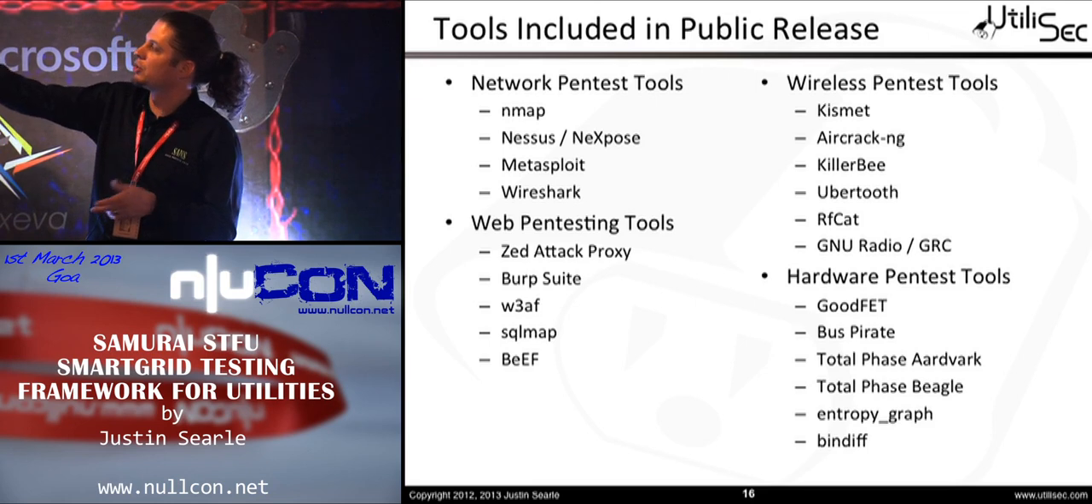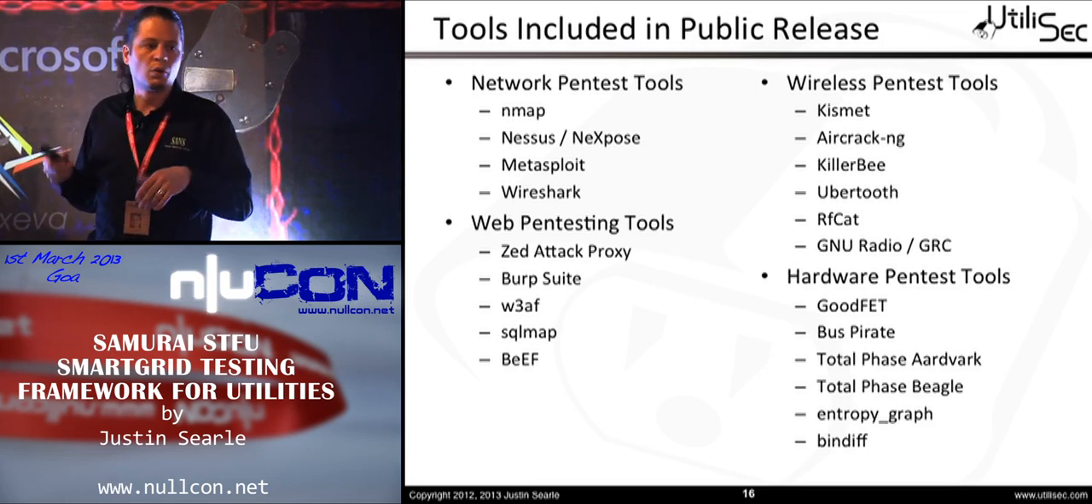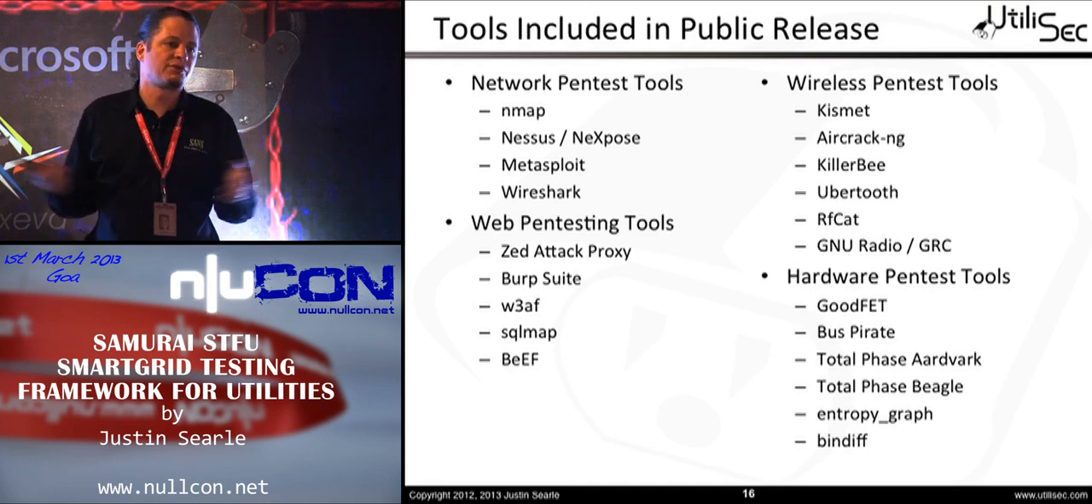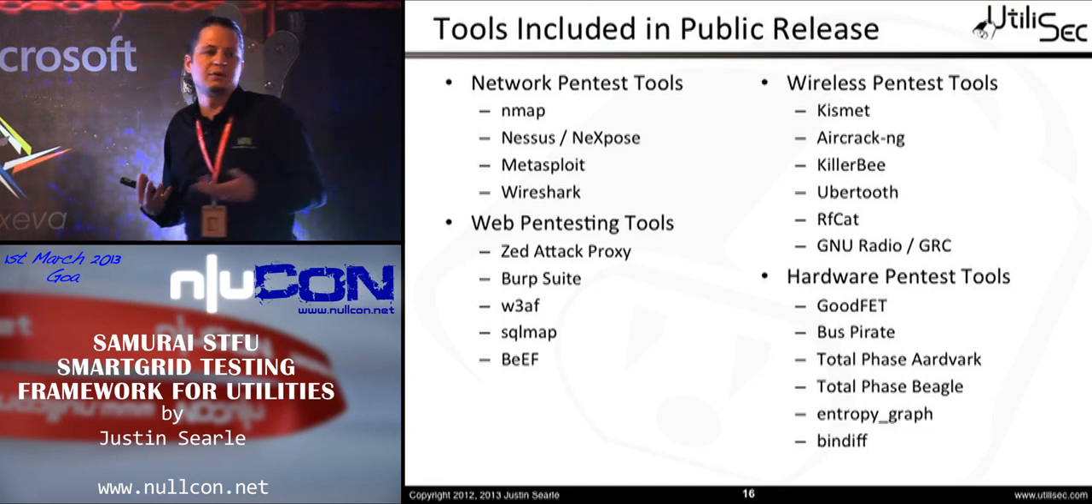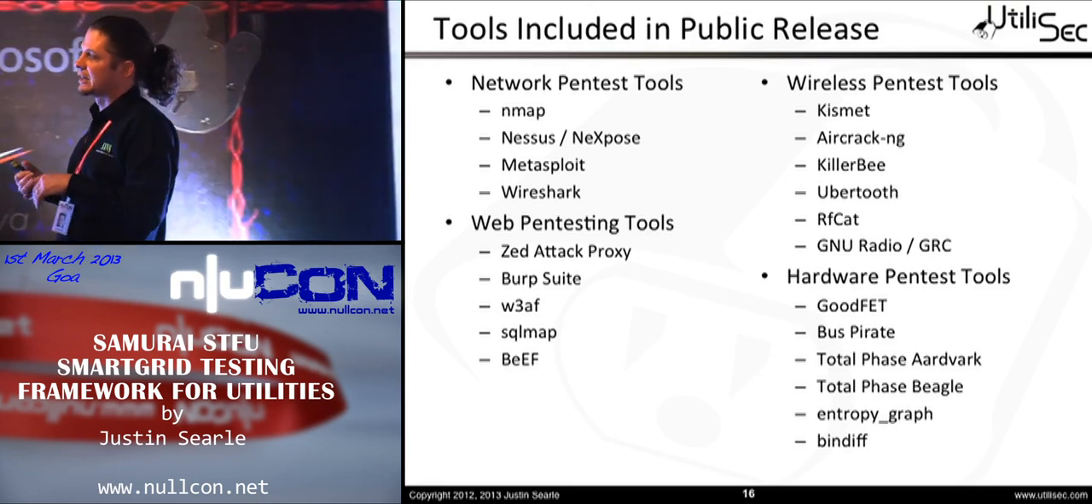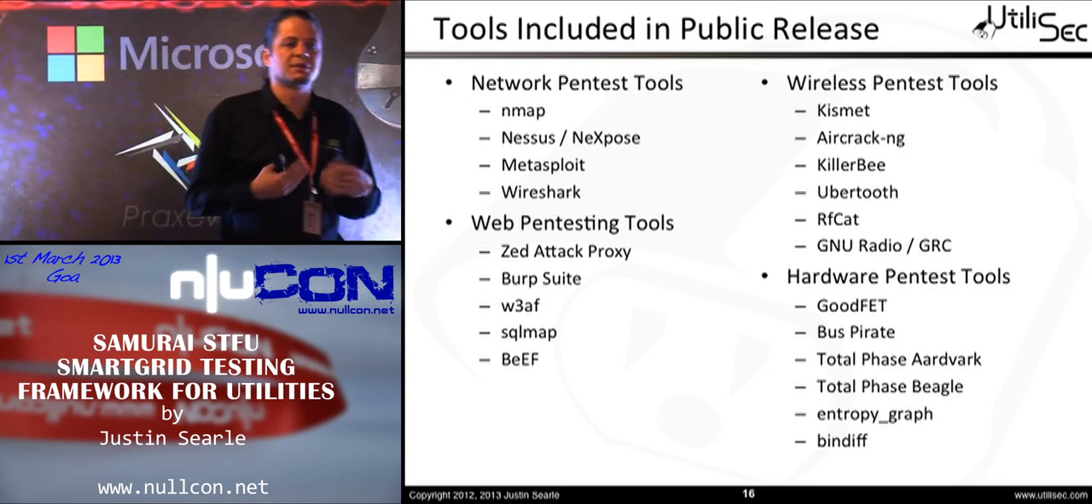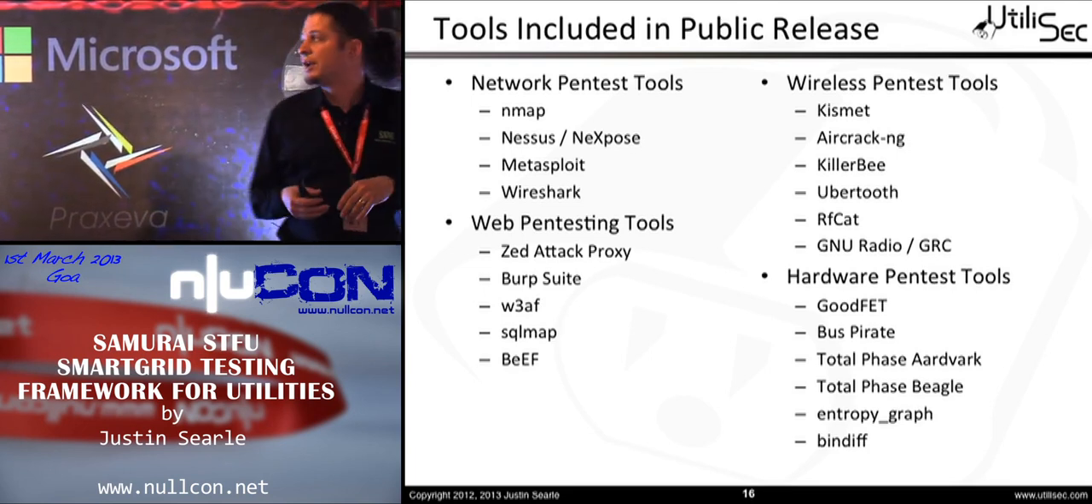So you can see our good old friends that we always use, our Metasploit and our Nessus and our Nmap, Wireshark, things that we've lived with for years. They're going to be there. We can't do any type of pen testing without them. But then going on to web pen testing, adding things like Burp and Zap and SQLMap and BeEF and W3AF, some of the better tools that we have available.